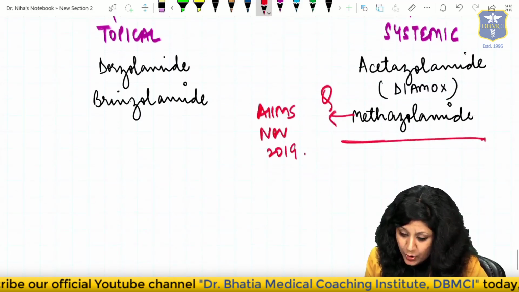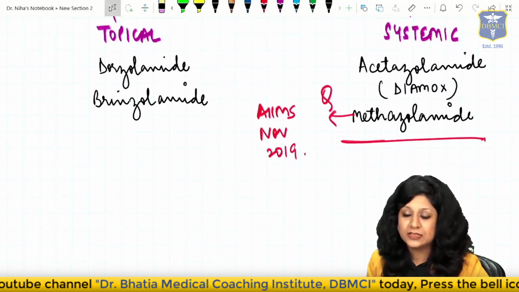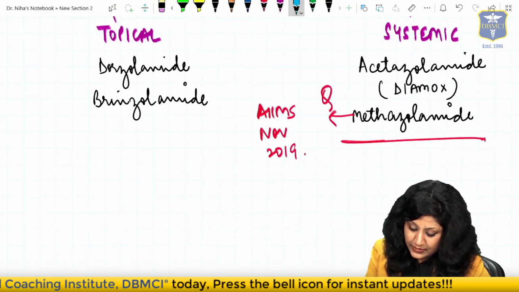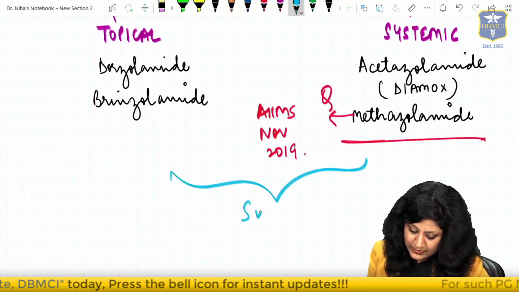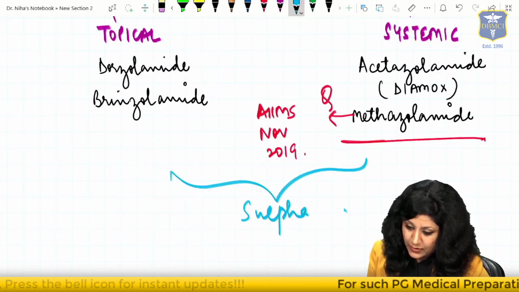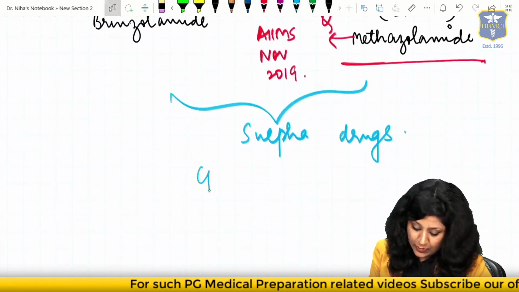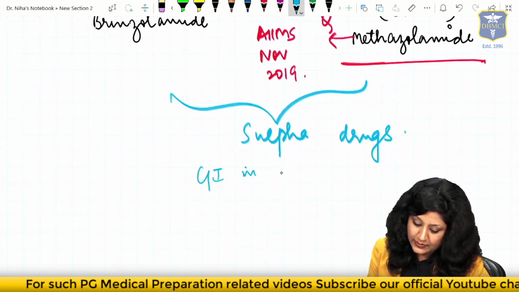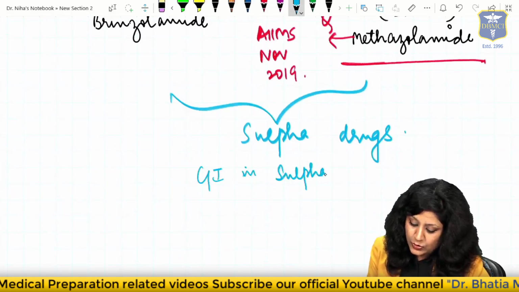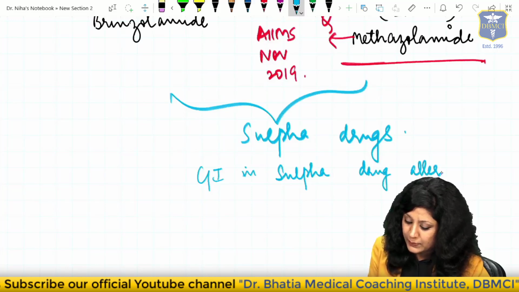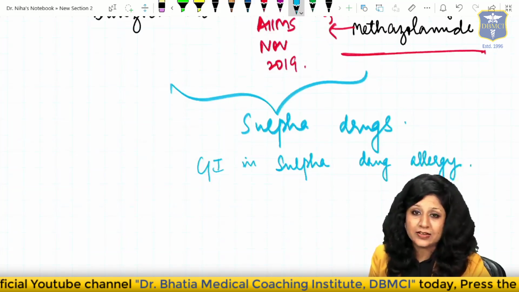Now, what is the problem with these drugs? These drugs are actually sulfa drugs. Because these are sulfa drugs, they will be contraindicated in sulfa allergy. So, any patient who is having a sulfa drug allergy should not be given these drugs.